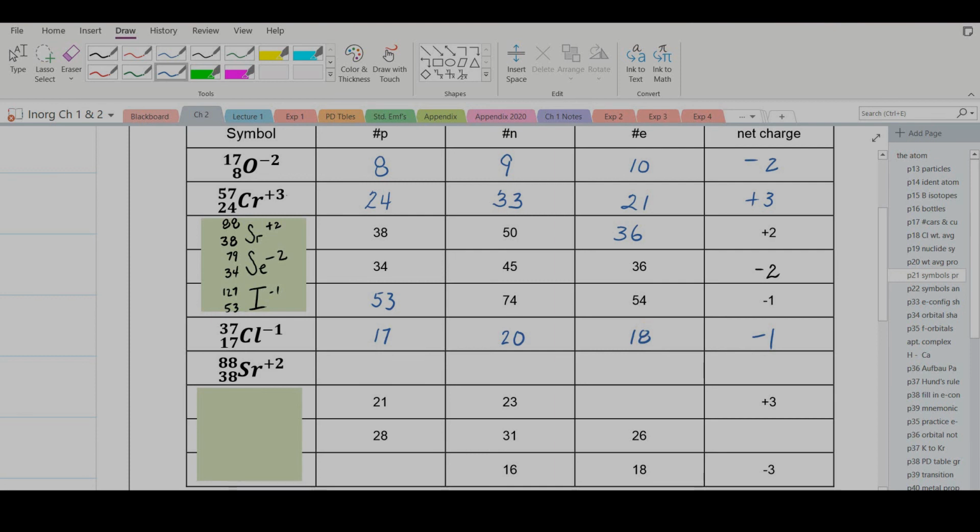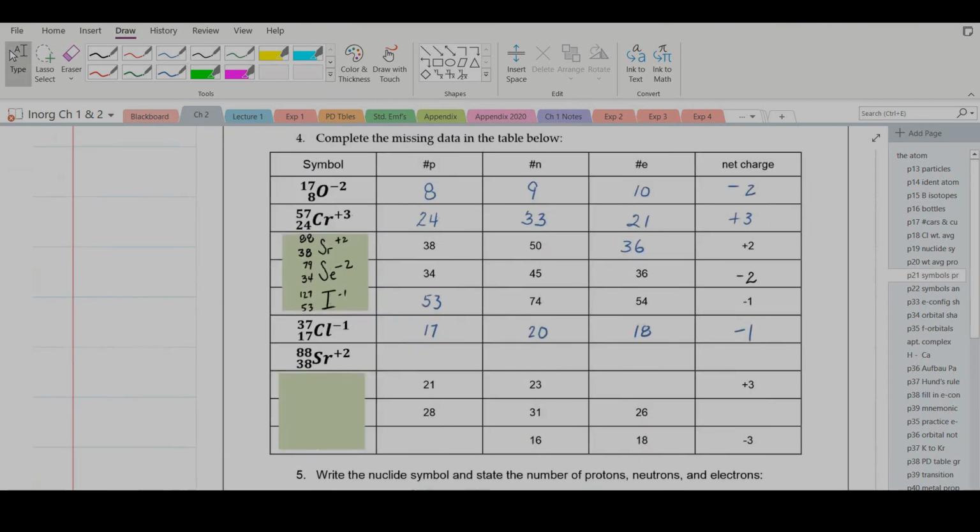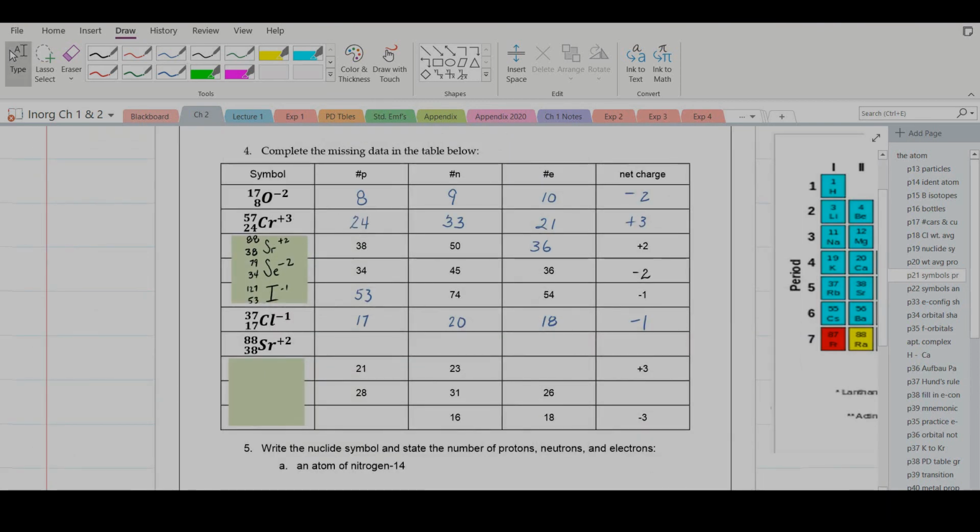I think I want to stop here. The answers to these are given in a couple of pages, so please finish them up and look at the answers, and if you have a question, make sure you ask me.